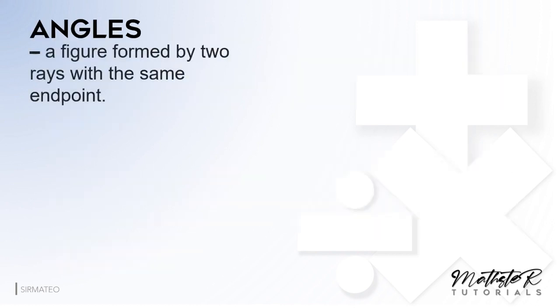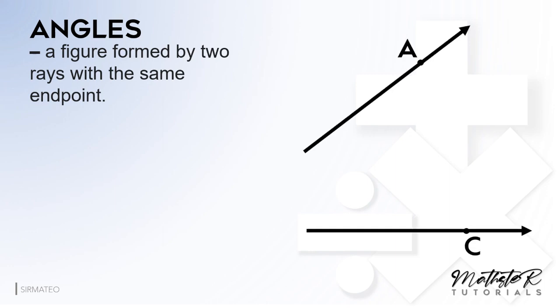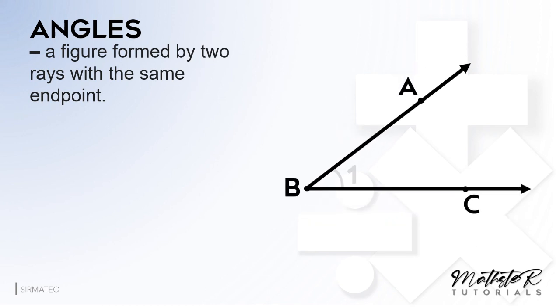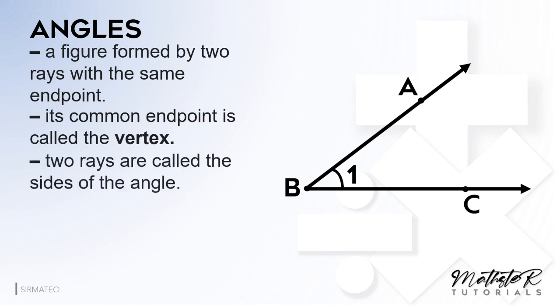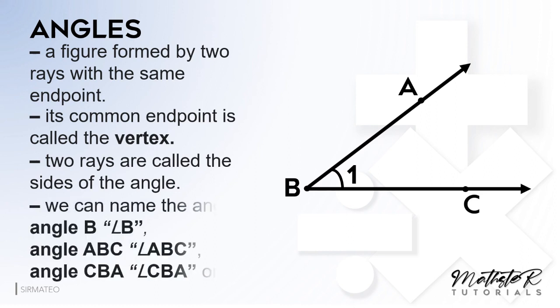In angles, it is a figure formed by two rays with the same endpoint. These are two rays and then naka-form siya ng angle. Its common endpoint is called the vertex. So as you can see, meron diyang common endpoint which is point B. And our point B is so-called the vertex. Two rays are called the sides of the angle. Okay, so yung dalawang ray na nakabuo ng angle ay tinatawag din nating sides of the angle.